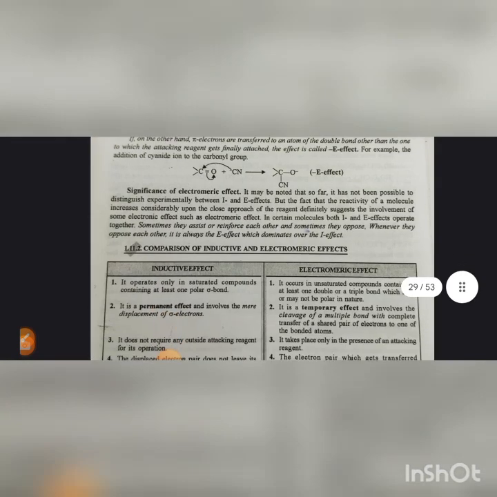In certain molecules, both I and E effects operate together. Sometimes they assist or reinforce each other, and sometimes they oppose. Whenever they oppose each other, it is always the E effect which dominates over the I effect. Now we will compare the inductive effect and electromeric effect.